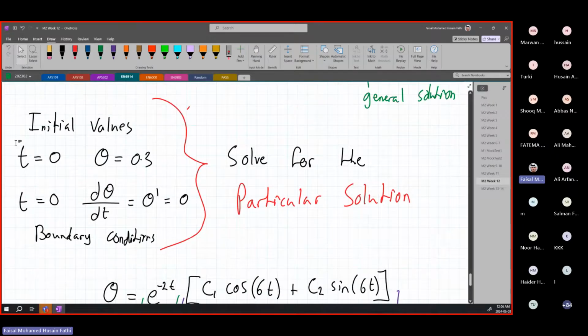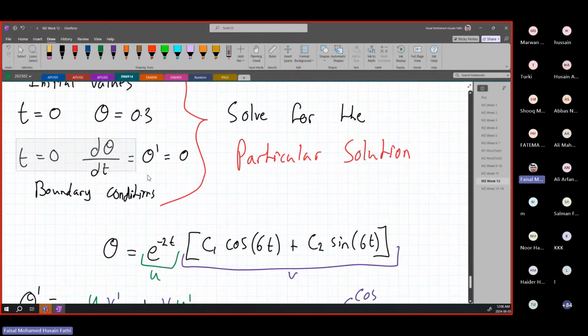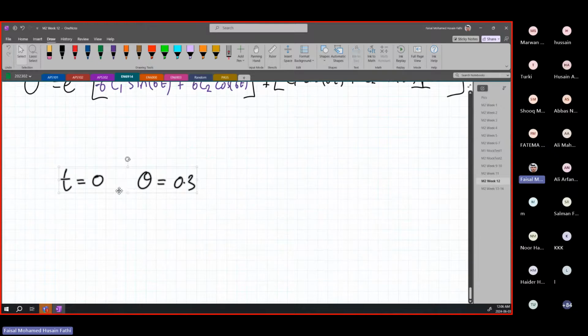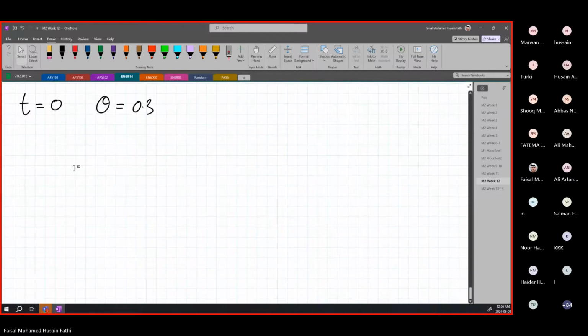Because the boundary conditions we have are for one value, but we have two constants we need. Two unknowns means we need two equations. The first equation is the theta that we have, the original equation. The second equation is our d theta by dt, which is our theta prime equation, because we have the conditions for that. So now let's apply the first one, which is t0. When t is 0, theta is equal to 0.3, which is our original equation, this equation right here. All right?